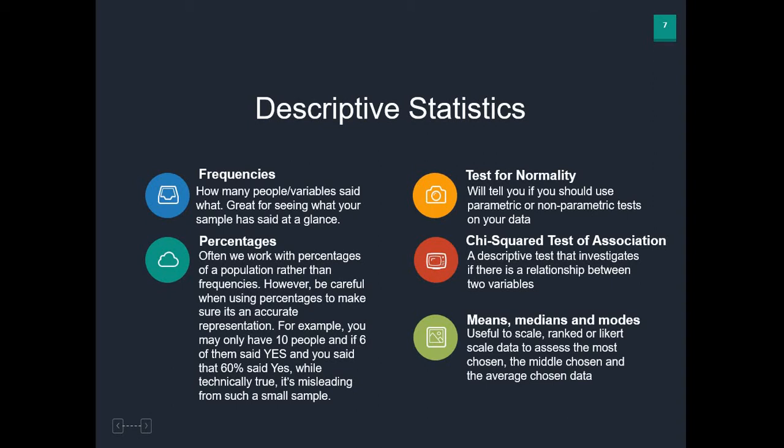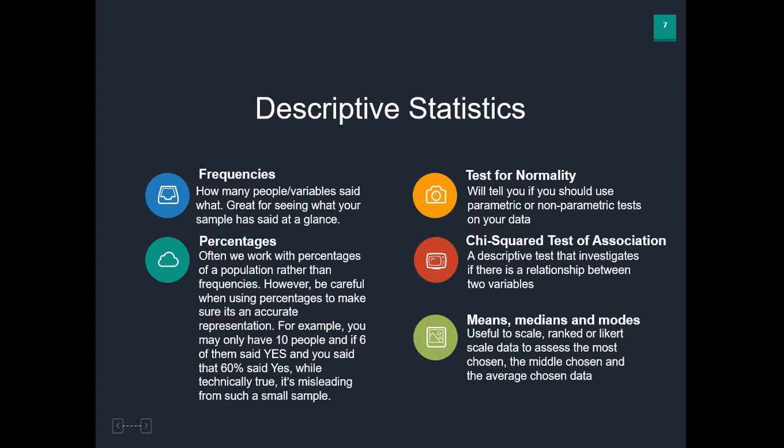It's great for seeing that at a glance. But often in the real world, we don't talk about 25 people said this or 170 people said that. We talk in percentages. So we would say, you know, 70% of people said this or 80% agreed here. But there is a caveat to that. So while we do use that more often, you need to be careful when using percentages compared to frequencies to make sure it's an accurate representation of your data.